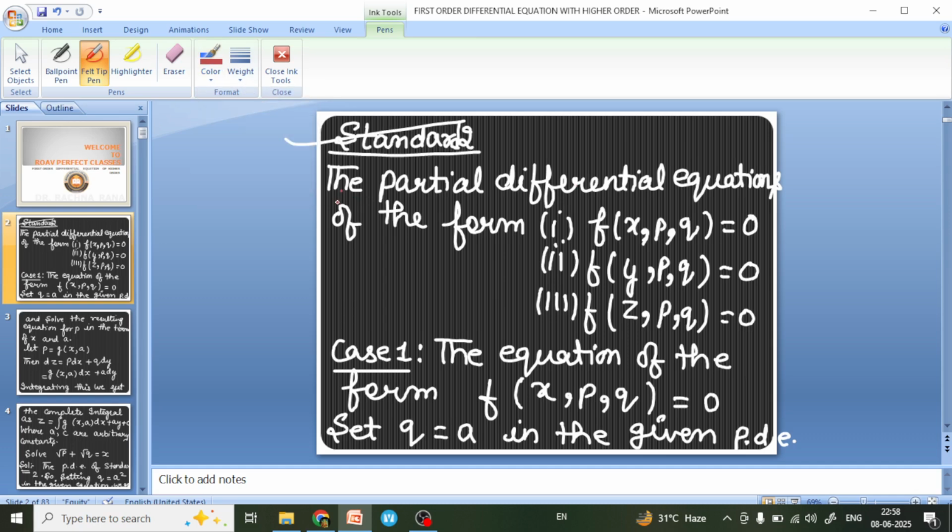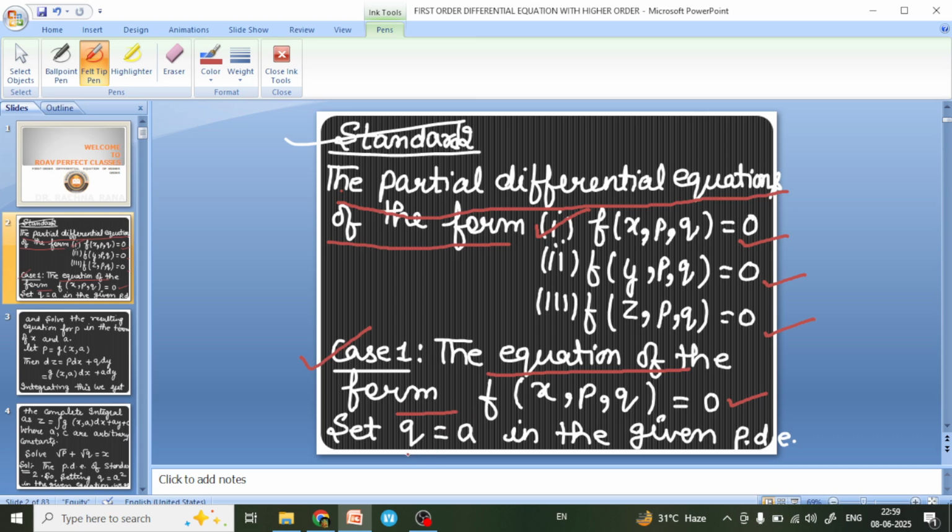Standard 2: the partial differential equations of the form, that is, first, f of x comma p comma q equals 0. Second, f of y comma p comma q equals 0. Third, f of z comma p comma q equals 0. Case 1: the equation of the form f of x comma p comma q equals 0.